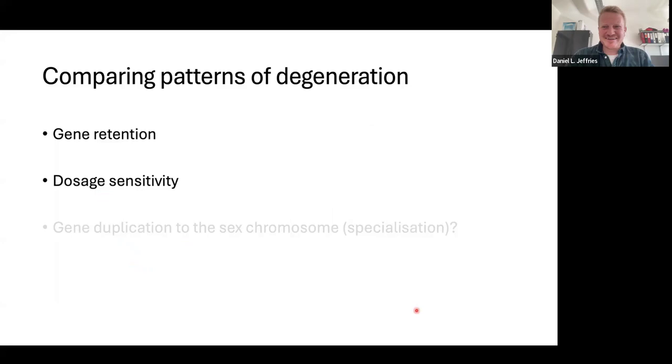So what I also wanted to quickly touch on is that we are not just looking at rates of degeneration, but also patterns of degeneration in these two species. Notably, so far, we've looked at the pattern of gene retention and dosage sensitivity in the genes that are being lost and retained.